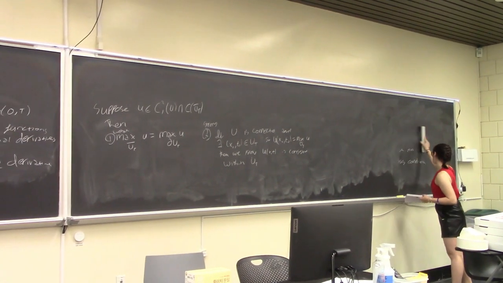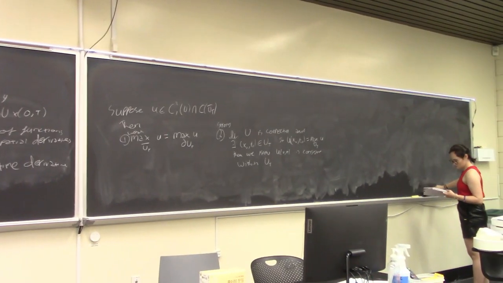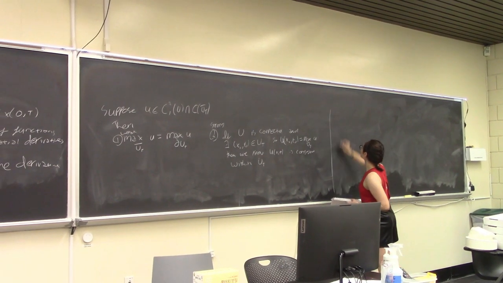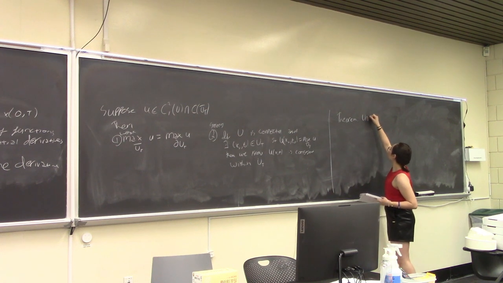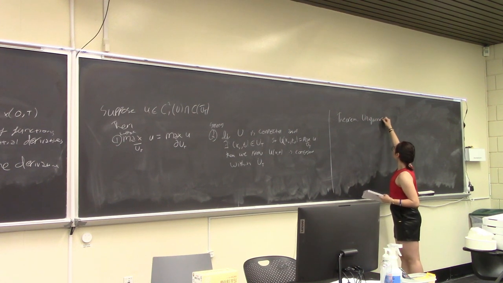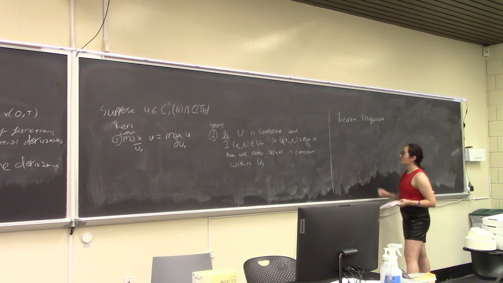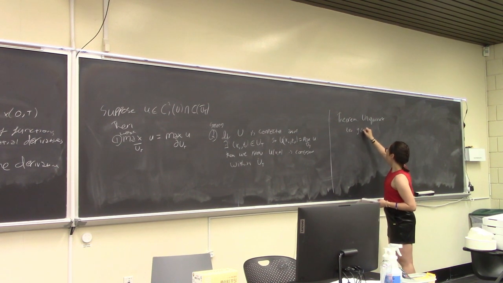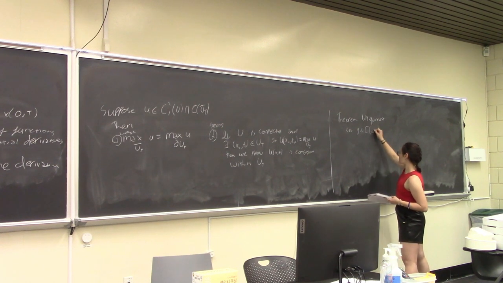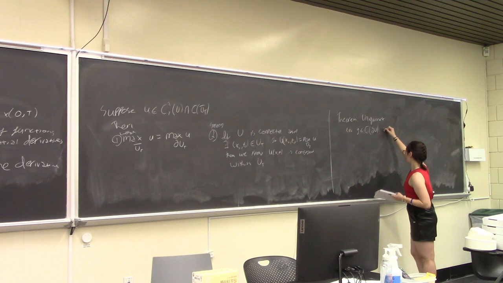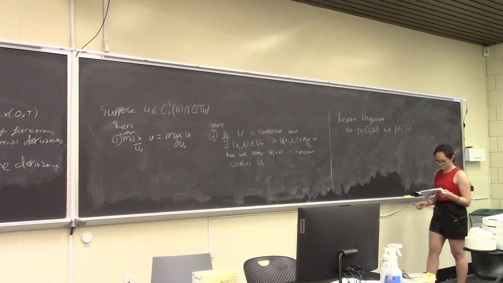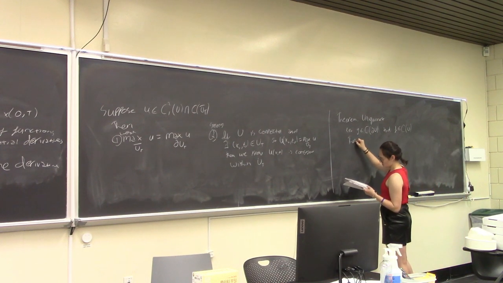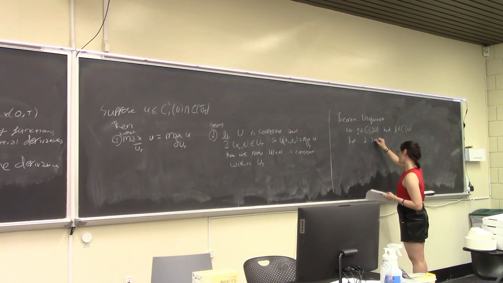Our next one, which is arguably the most important, is our uniqueness condition. So, again, we're going to let G be a continuous function on the boundary of our open set U, and F is going to be a continuous function on our open set. Then there exists at most one, so a unique solution.